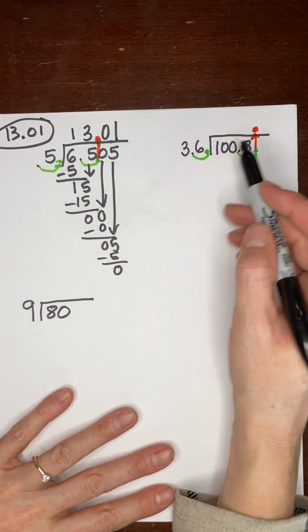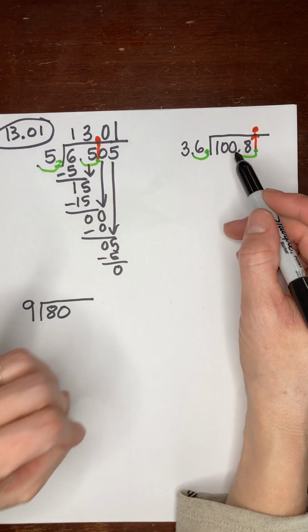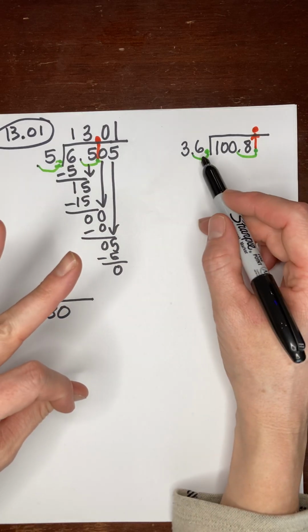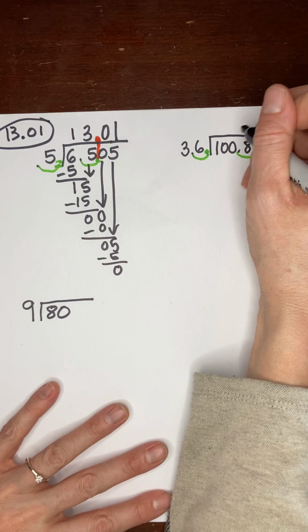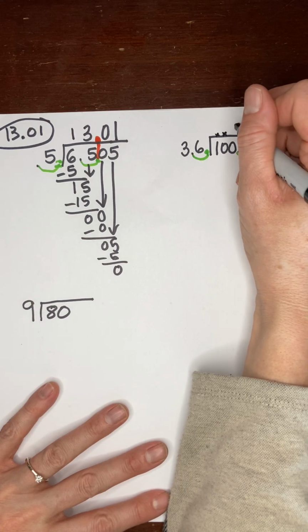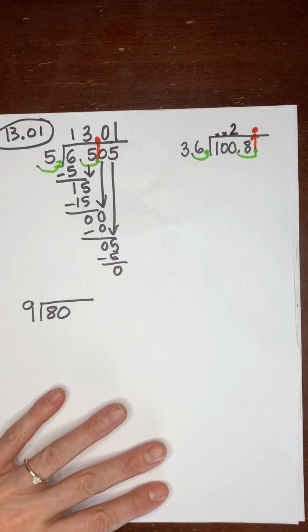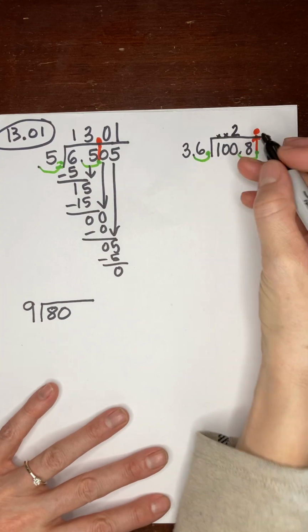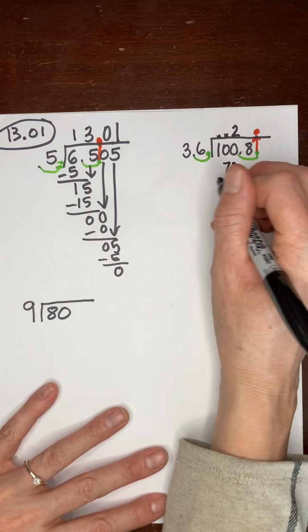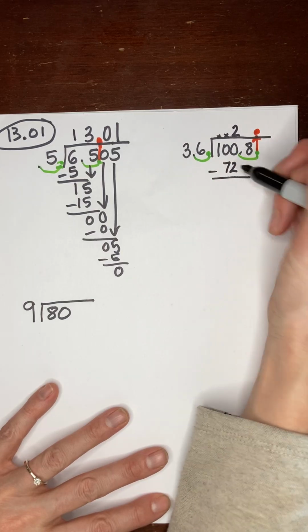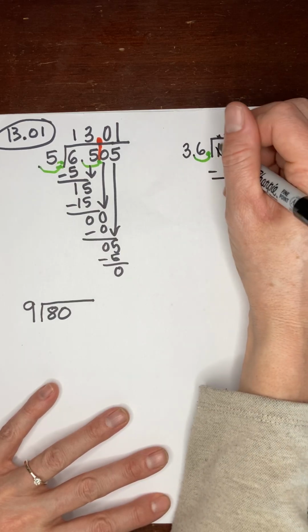Okay, 36 into 100. Let's see, 30, 60, 90. But if I have a 6 on there, it's probably only going to go in twice because that's going to give me too much. So we're going to do, let's see, it won't go here, it won't go here, but I think it can go 2 times. All right, 2 times 36, that'd be 60, 72. What's left over? Well, 100 minus 72 is 28.